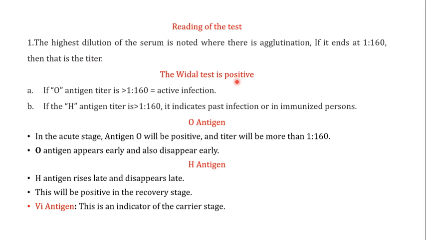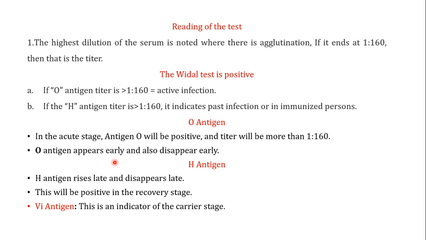Now, the Vidal test is positive if the O antigen titer is greater than 1 to 160, and it shows you the active infection. So if the titer for the O antigen is greater than 1 to 160, that means it is an active infection. If the H antigen titer is greater than 1 to 160, it indicates past infection or immunized persons. If you talk about the O antigen, in the acute stage the O antigen will be positive and the titer will be more than 1 to 160.